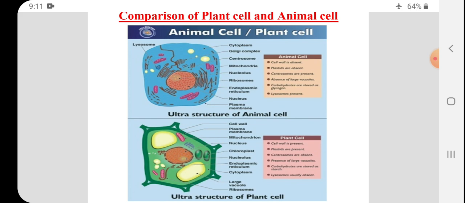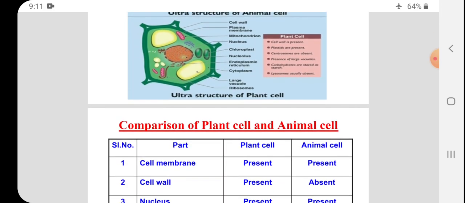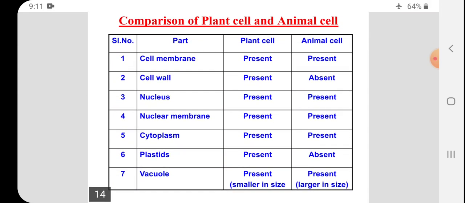Now, cell wall is present, plastids are present, centrosomes are absent, a large water vacuole is present, carbohydrates are stored in the form of starch, not glycogen, and lysosomes are usually absent in the plant cell. Here, this is the comparison of plant cell and animal cell. You have to draw this in your notebook so you can easily remember it.